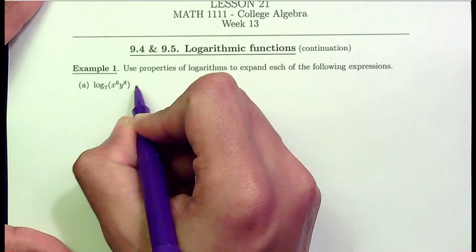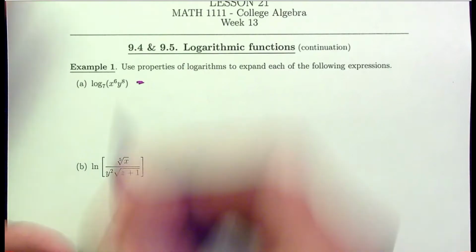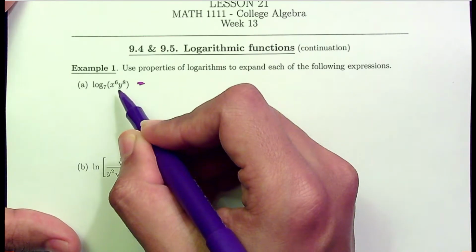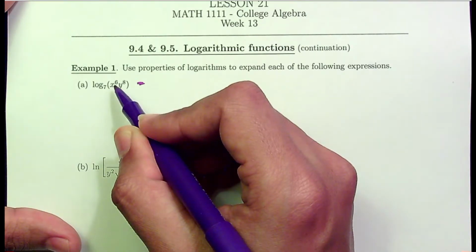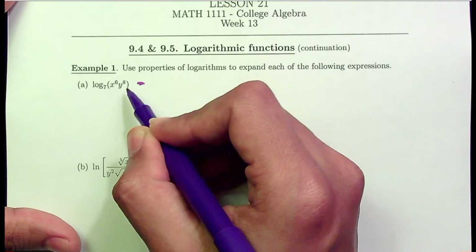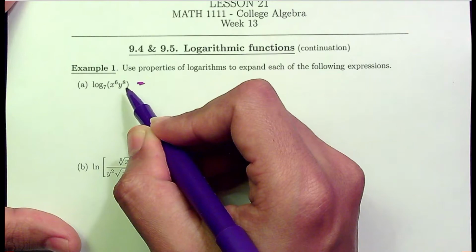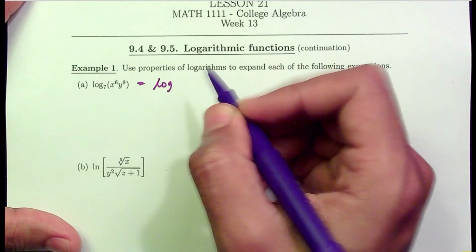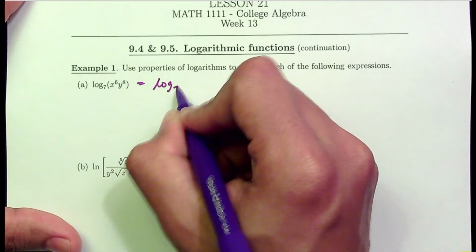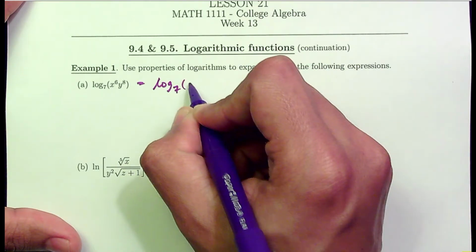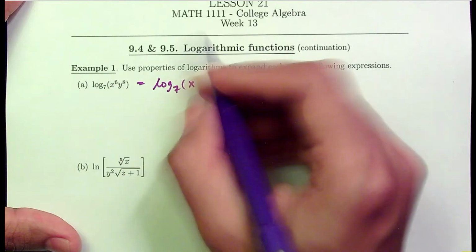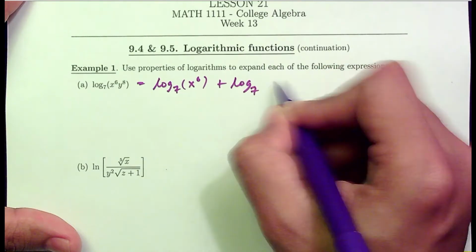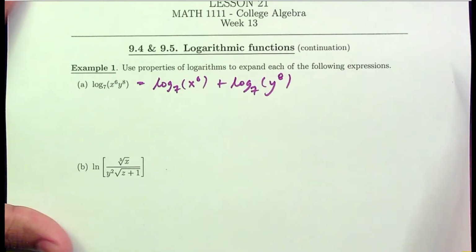All right, so we're going to expand this. Right now it's a single logarithm. The first property is that if I have the logarithm of a product of two things, and there's a product right here, x to the 6th multiplied by y to the 8th, then I can expand that as a sum of two logarithms, namely the logarithm of the first thing in the product plus the logarithm of the second thing in the product.